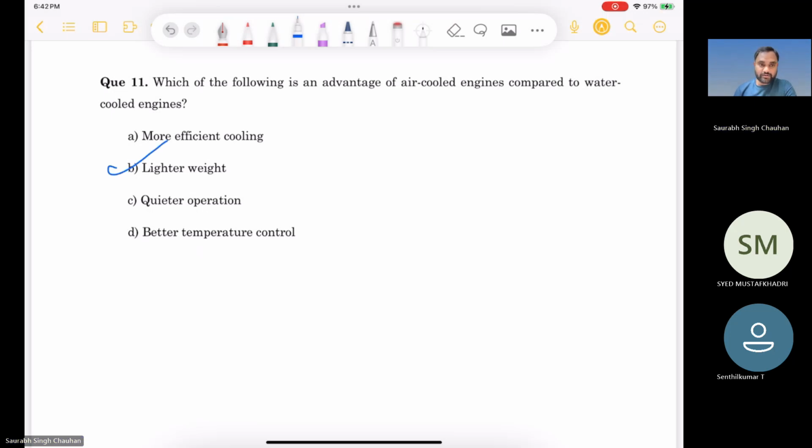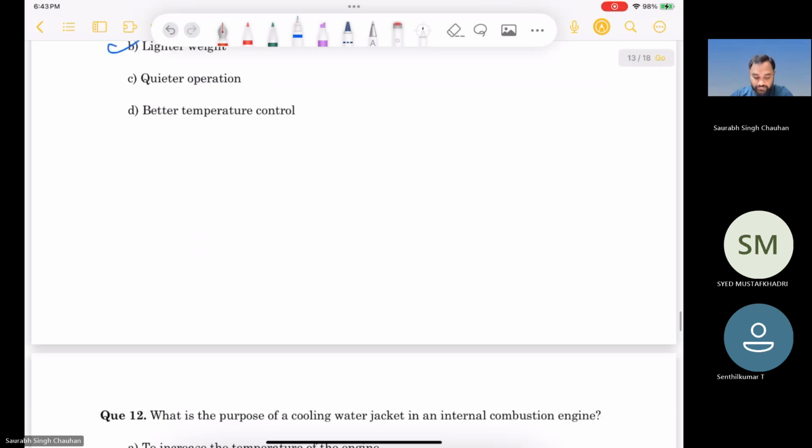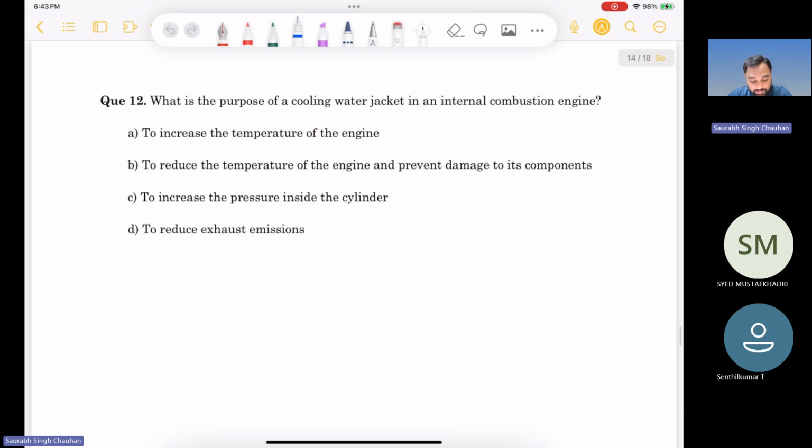Okay. So when your requirement is to have a lightweight engine, then you don't use water cooling, because water cooling is bulkier and it increases the weight. So in your bikes, your motorcycle, your engines are air cooled, right? And more efficient cooling, no. Water-cooled engines have better cooling. Option B.